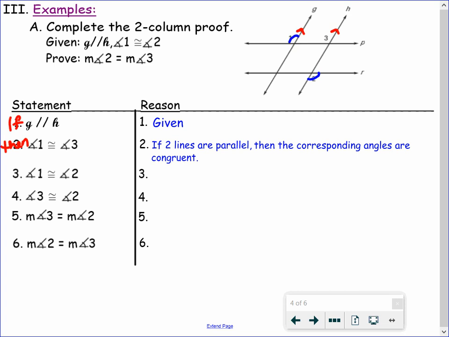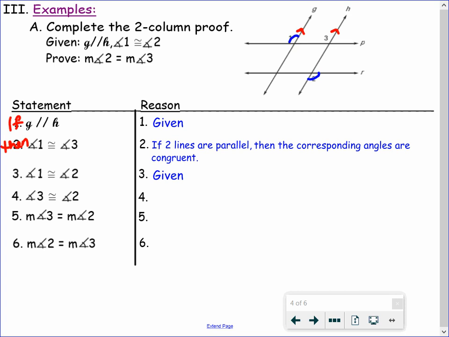So then we're going to get to number 3. Angle 1 and angle 2 are congruent. Okay, so we were just talking about angles 1 and 3, and now we're talking about angles 1 and 2. Like, where did that come from? Remember, there were two separate givens, so I am now writing down the second given. Angle 1 is congruent to angle 2.